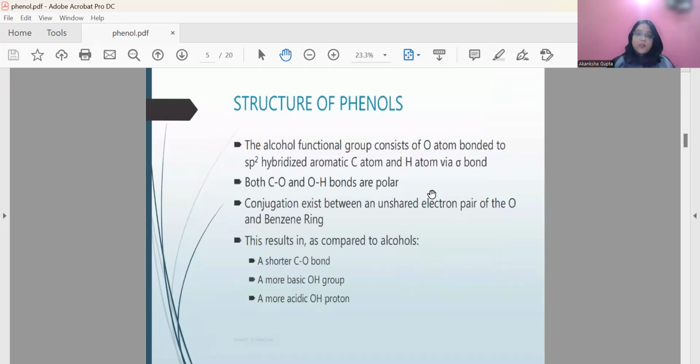Now I'm going to discuss the structure of phenol. Basically, in phenol, I have already discussed that one benzene ring is directly connected to one OH group. So here the hydroxyl functional group, that is the OH, consists of one oxygen atom bonded to an sp2 hybridized aromatic carbon atom and a hydrogen atom via sigma bonds. Both carbon-oxygen and oxygen-hydrogen bonds are polar in nature, and here conjugation exists between an unshared electron pair of the oxygen and the benzene ring. So this results in, as compared to alcohol, a shorter carbon-oxygen bond, a less basic OH group, and a more acidic OH proton.